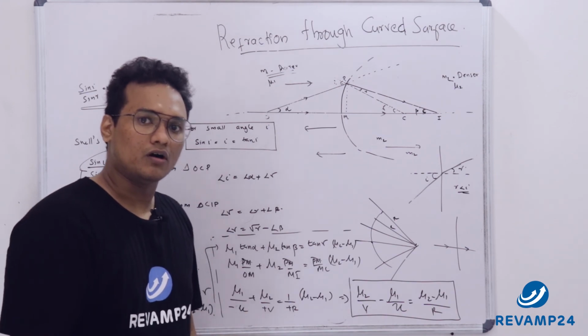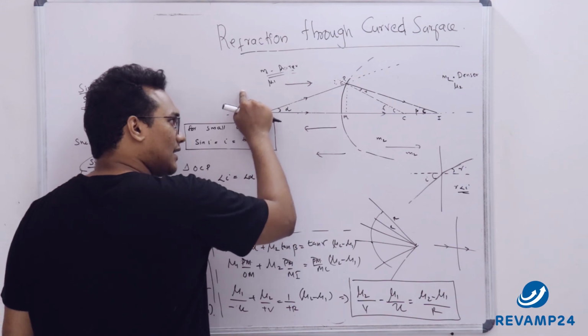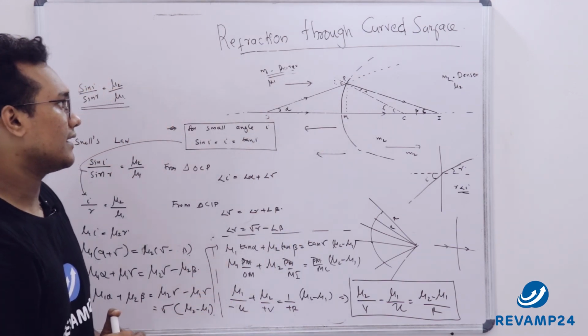In the next video, we will take an example where light ray is entering from a denser to a rarer medium in the case of convex lens.